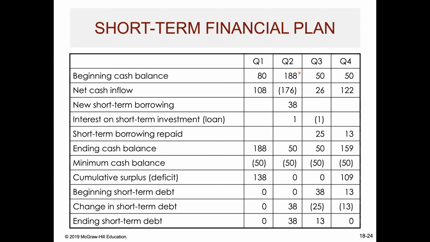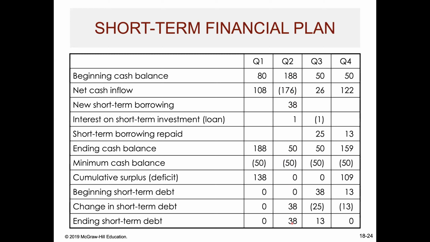You'll remember our second quarter, we had a net cash outflow of 176 million. So we're going to have short-term borrowing of 38 in Q2, which we'll pay interest on. Remember, that'll give us an ending cash balance of 50, which is our minimum. So we had to borrow 38 in order to keep an ending cash balance of 50, and so we have no surplus. So our change in short-term debt, we had to borrow 38 million.